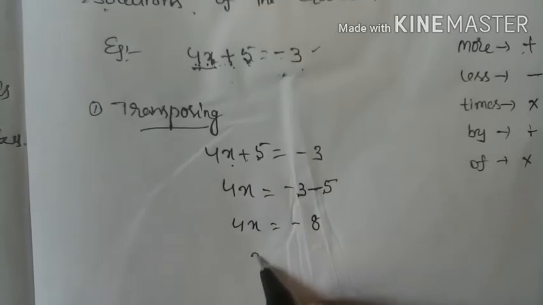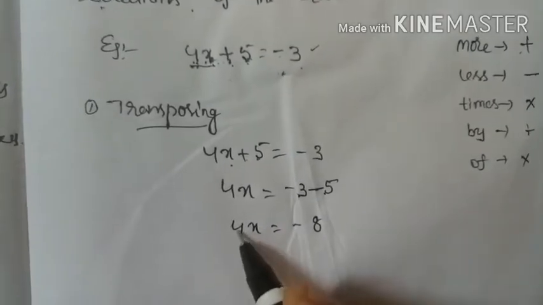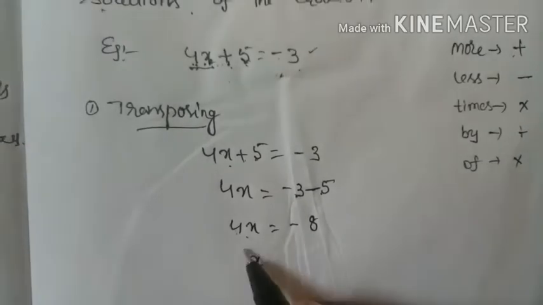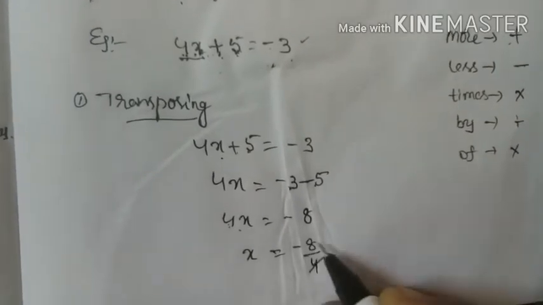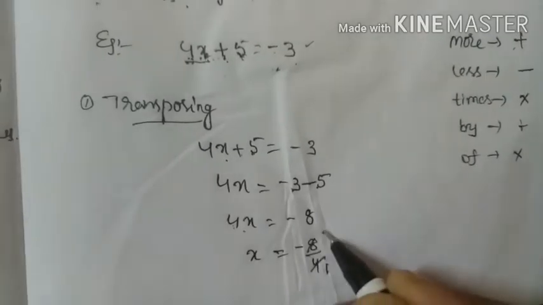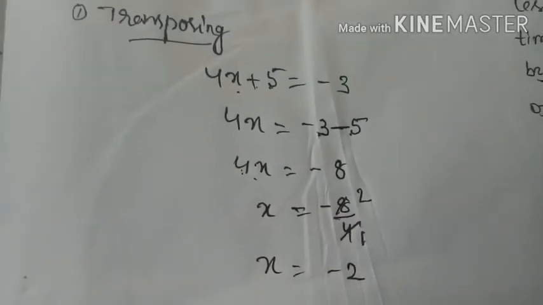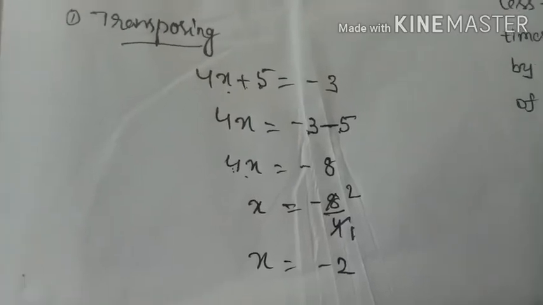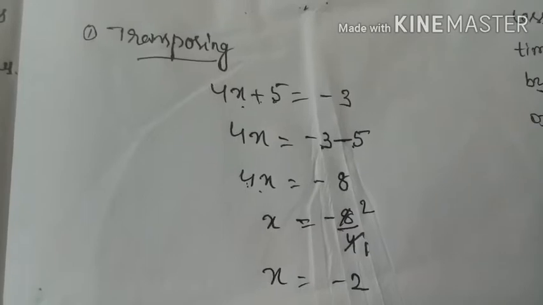Okay. Now we want to find the x value. So dividing by 4 on both sides, we will get minus 8 by 4. 4 ones are 4, 4 twos are 8. That is equal to minus 2. So what is the value of x? x is equal to minus 2. Okay. Next, using the balancing method.